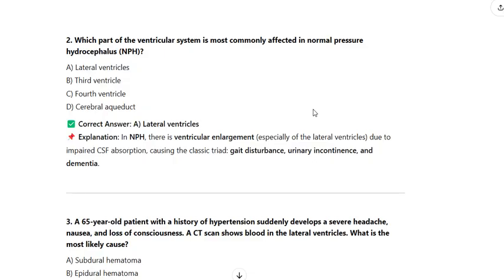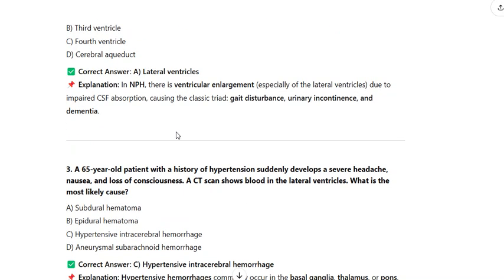3. A 65-year-old patient with a history of hypertension suddenly develops a severe headache, nausea, and loss of consciousness. A CT scan shows blood in the lateral ventricles. What is the most likely cause? A. Subdural hematoma. B. Epidural hematoma. C. Hypertensive intracerebral hemorrhage. D. Aneurysmal subarachnoid hemorrhage. Correct answer, C.